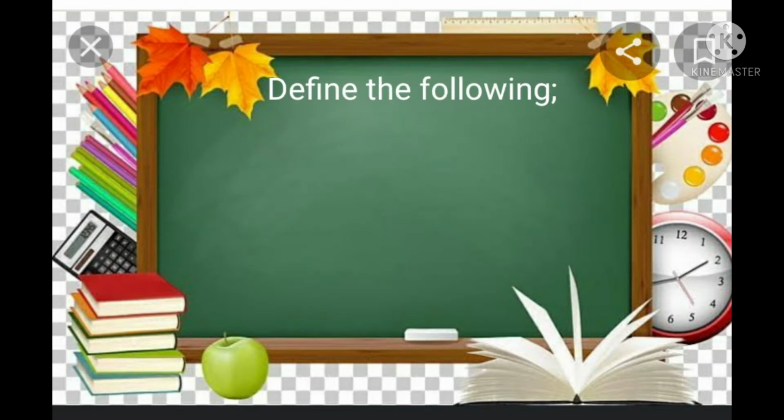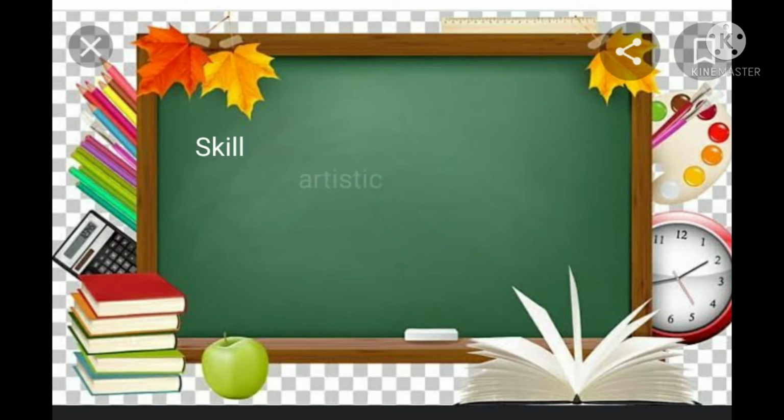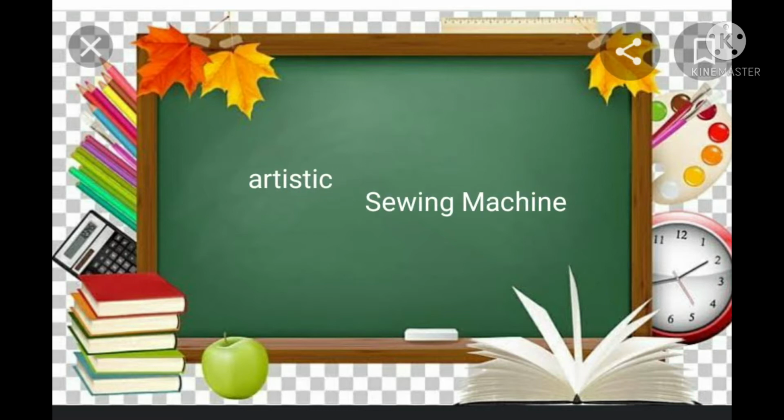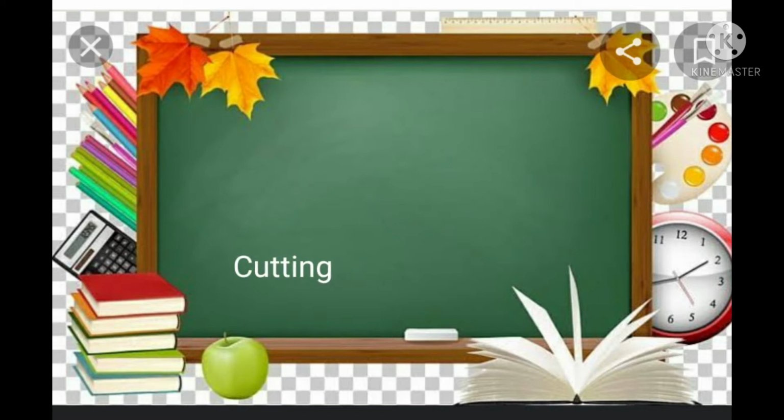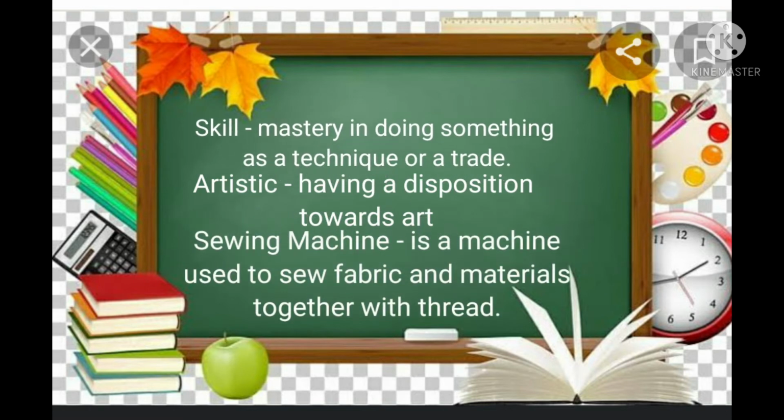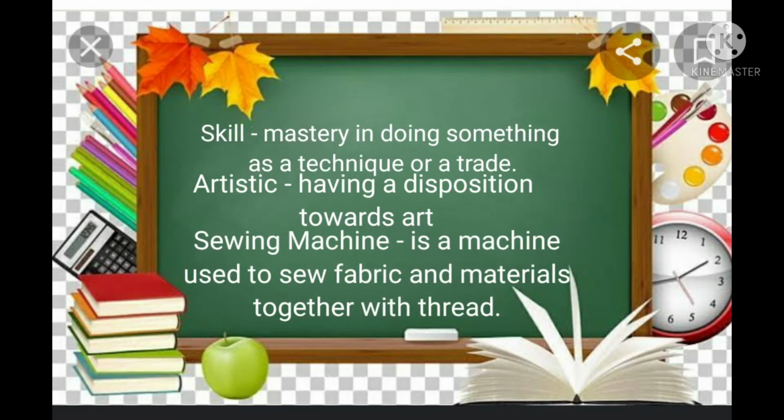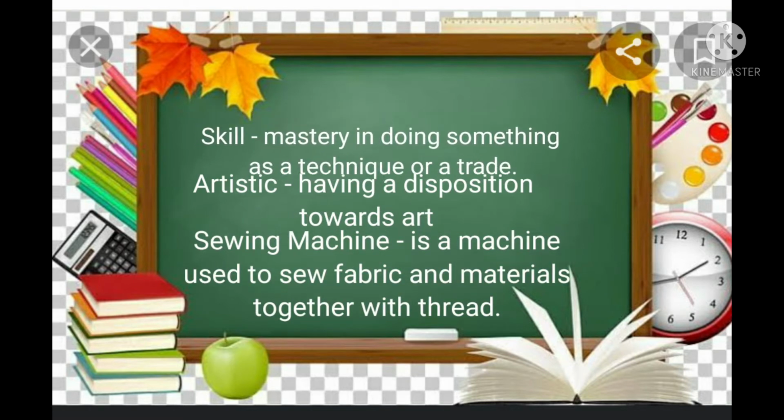Class, before we proceed to our main topic, let's first define the following words. First, skill, followed by artistic, and we also have sewing machine, and also cutting, and the last one is the pin cushion. A skill is a mastery in doing something as a technique or a trade.